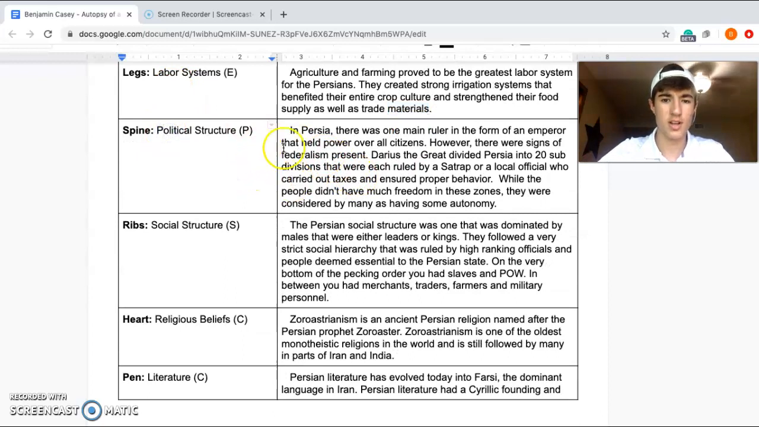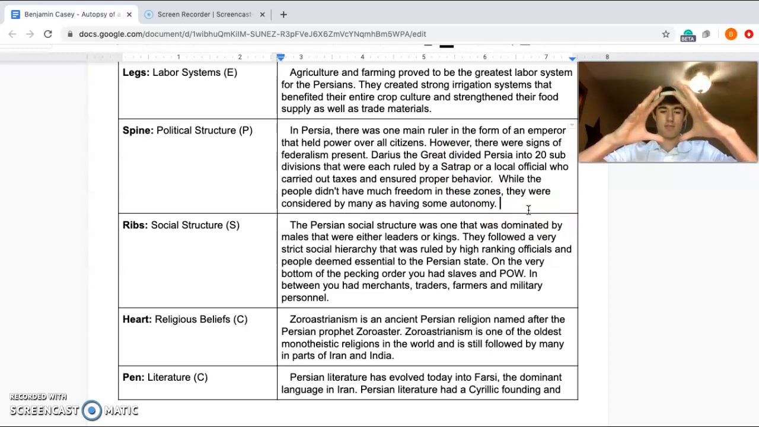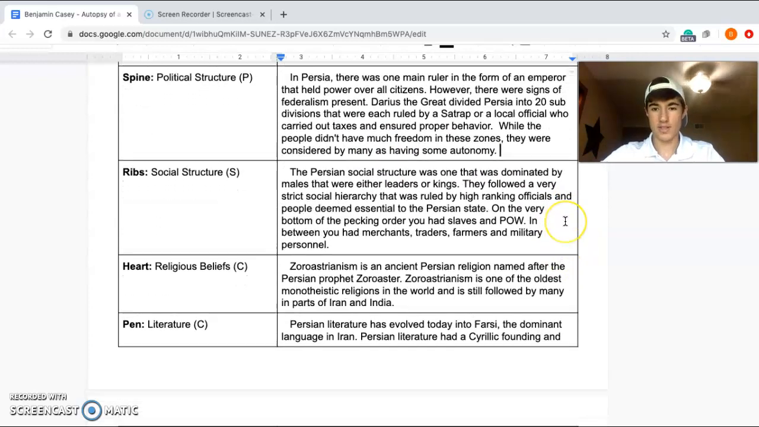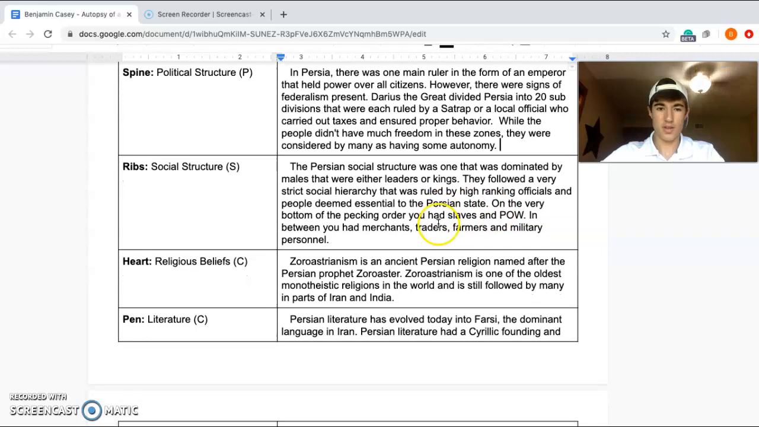And of course, their political structure. They had one main ruler in the form of a king or an emperor, and he held power over all citizens. However, don't forget that there were subdivisions, federalism, we would call it now. And that was when Darius the Great divided Persia into 20 subdivisions led by a local governor or official called a satrap. And while people didn't have a whole lot of freedom in their zones, they were considered by many historians as having some real autonomy. So they could come and do as they please. Sometimes they could go against the emperor's rulings as long as it wasn't too out of whack.